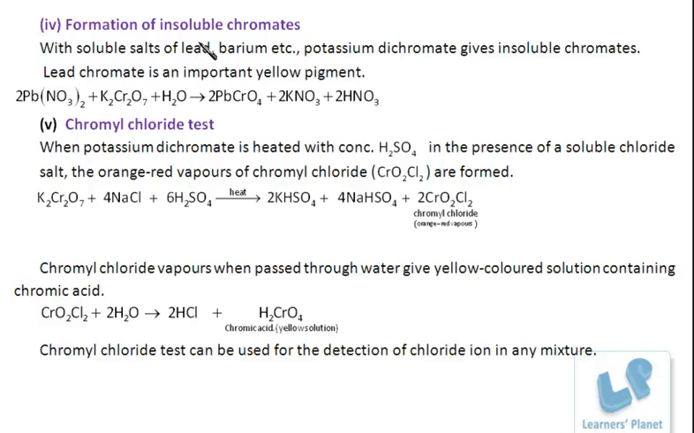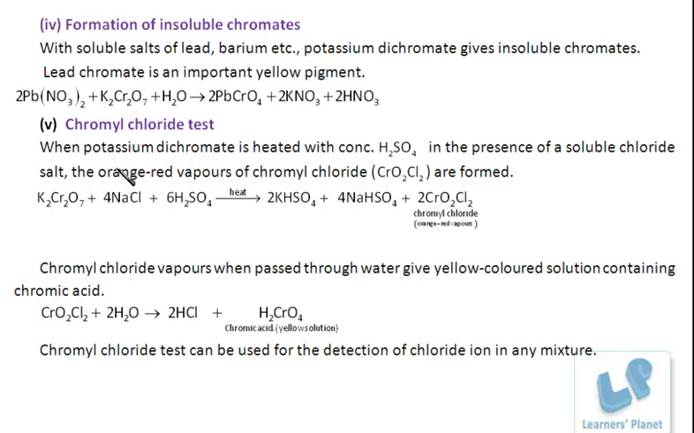Formation of insoluble chromates. With soluble salts of lead and barium, potassium dichromate gives insoluble chromate. Say lead nitrate reacts with potassium dichromate, forming lead chromate and potassium nitrate. Here in this case, this lead chromate is insoluble and it is a very important yellow pigment.